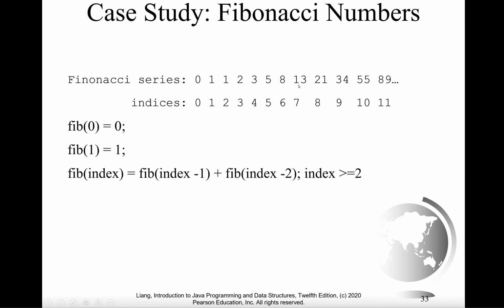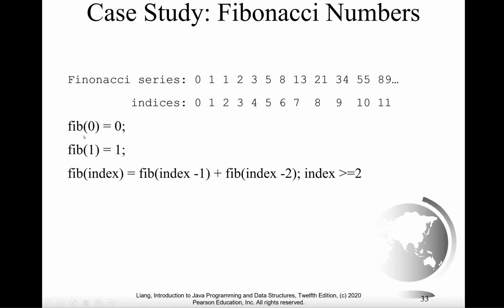For example, this 13 is derived from 5 plus 8. 55 is derived from 21 plus 34. We're going to write a program to compute the Fibonacci number at a given index. So at index 11, the number is 89.